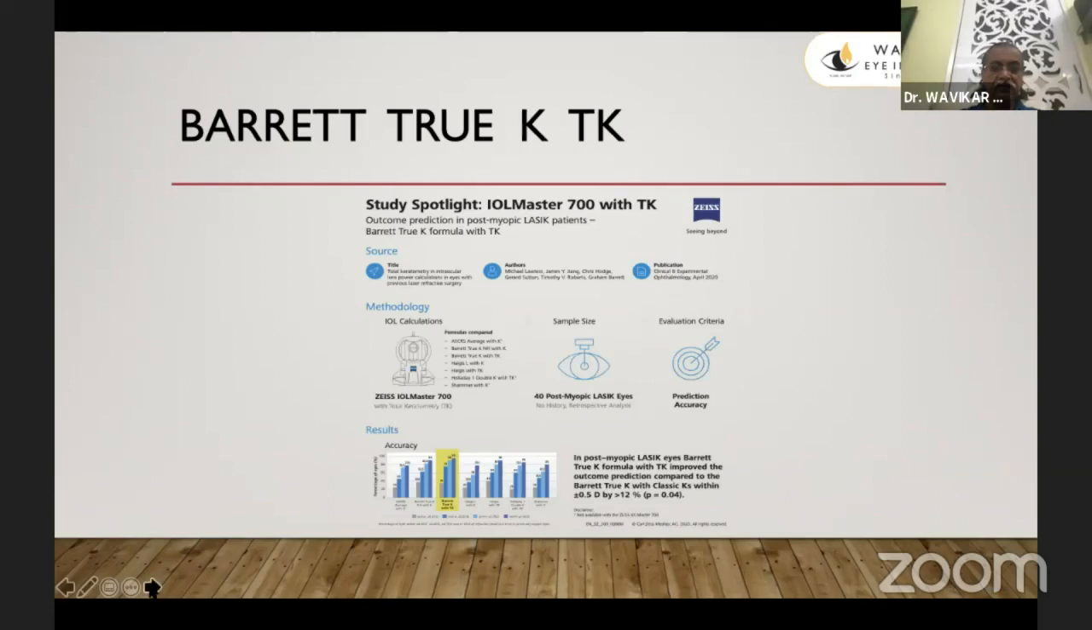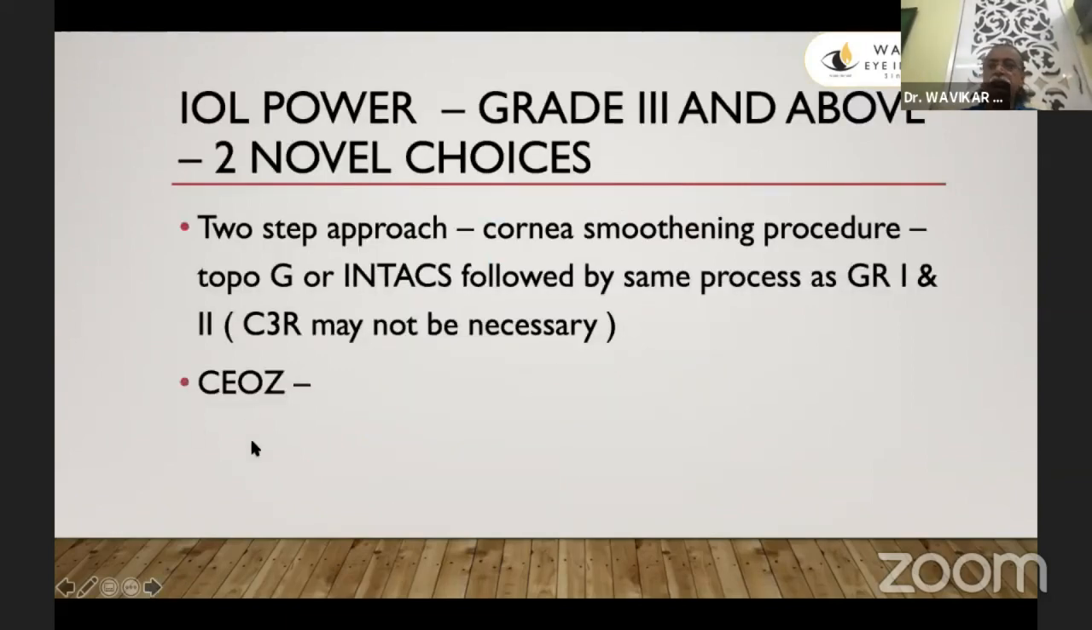So you see that this is a difficult topic and uncharted area up till now, but slowly we are finding solutions to this. Then we go to IOL power calculation for Retics grade 3 and above. Now there are two points here. Number one is that we have novel choices, and second is we have got conservative choices.